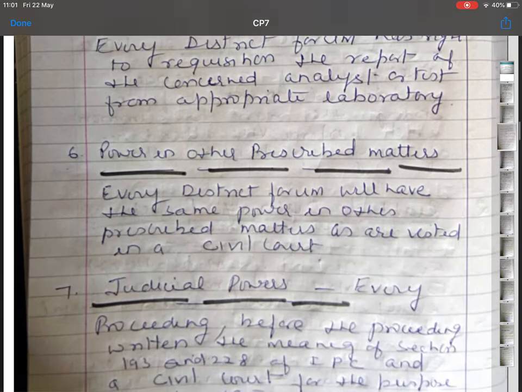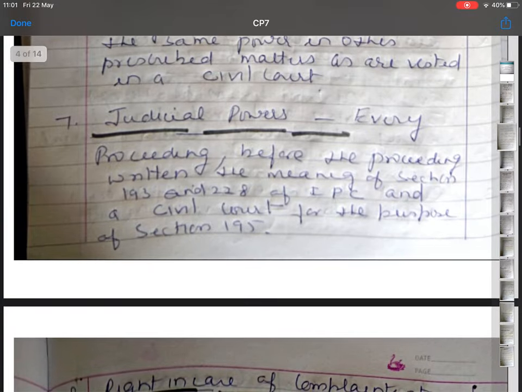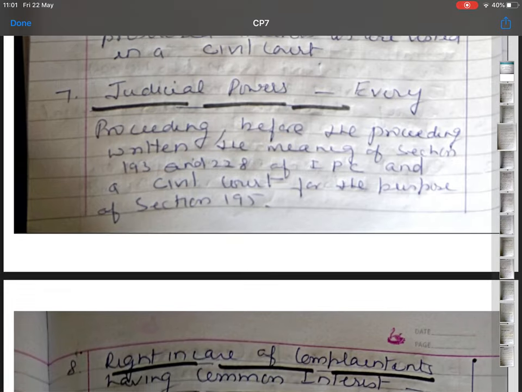Then power in other prescribed matters. Every district forum will have the same power in other prescribed matters as are vested in the civil courts. So the district forum has all the powers which are vested in the civil court. Then judicial powers: every proceeding before the district forum shall be deemed a judicial proceeding within the meaning of sections 193 and 228 of the IPC, and the forum is deemed a civil court for the purpose of section 195. So every district forum has judicial powers as prescribed in sections 193 and 228.